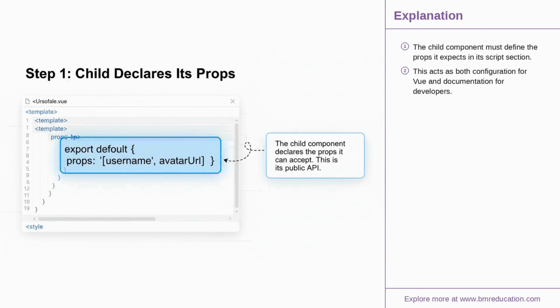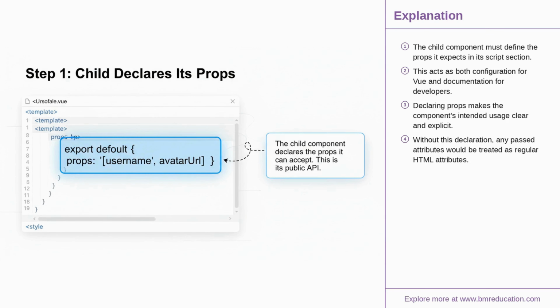To receive data, a child component must first explicitly declare the props it expects to receive. This is done using the props option in the component script. By declaring props username, the child component is creating a contract, telling Vue and other developers, "I am designed to accept a piece of data called username from my parent." This declaration is the first and most crucial step.